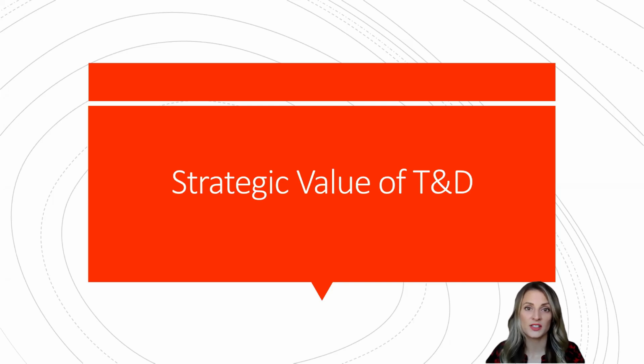A training and development system exists within a larger system, the organization. To provide value, training and development must be aligned with the other aspects of the organization, especially its strategy. In this video, we are going to review the process of ensuring that the training and development system provides value for both learners and the organization.